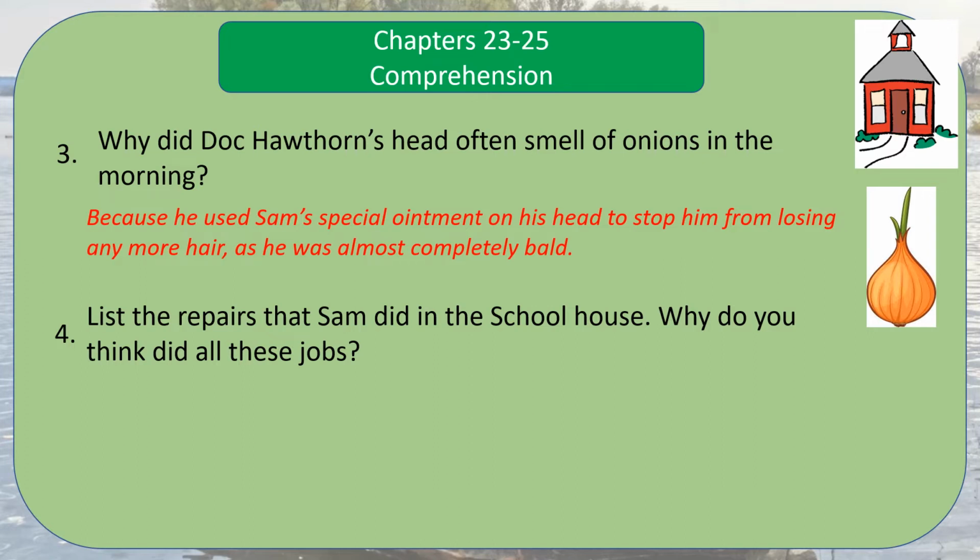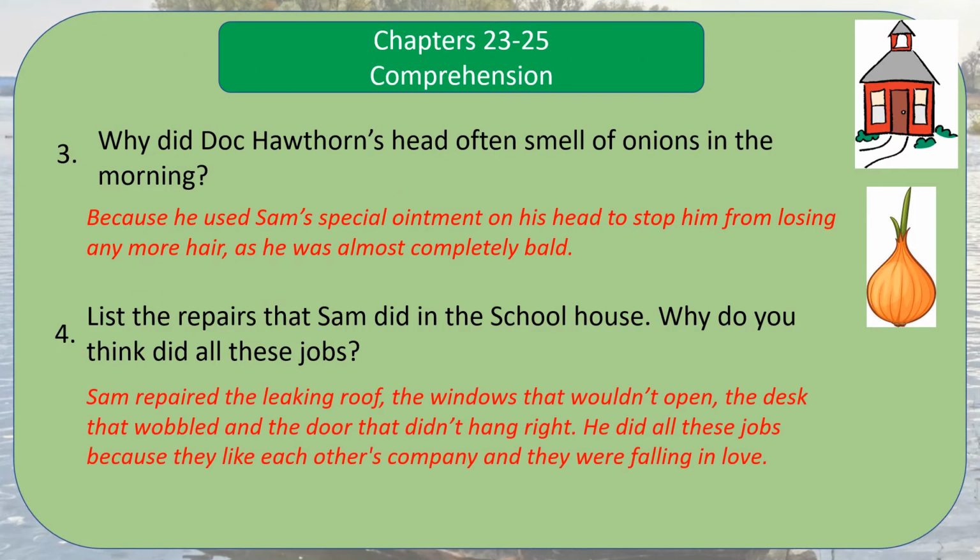Okay, so number 4. List the repairs that Sam did in the schoolhouse. And why do you think he did all these jobs? Okay, so this is what Sam repaired. He repaired the leaking roof. He repaired the windows that wouldn't open, the desk that wobbled, and the door that didn't hang right.